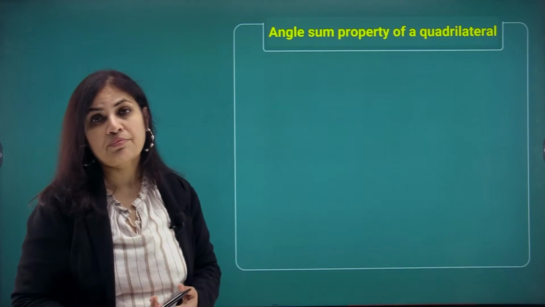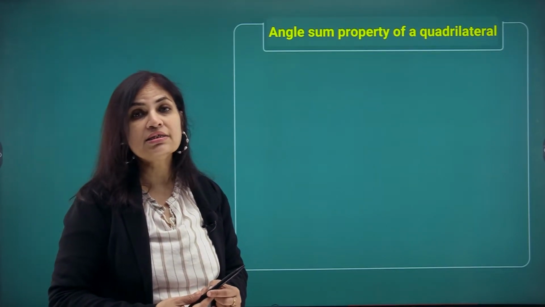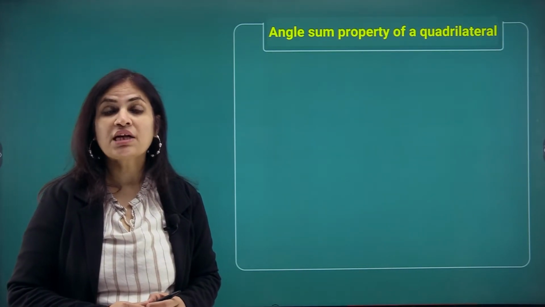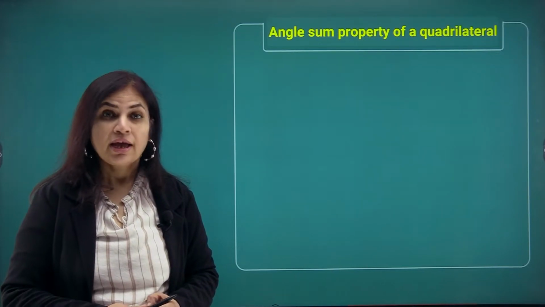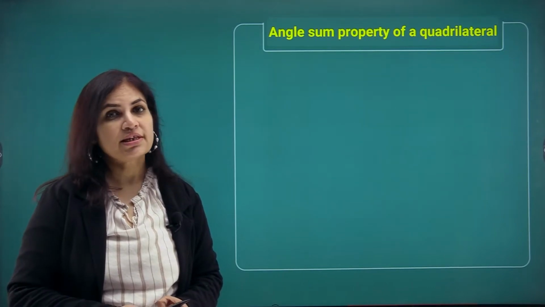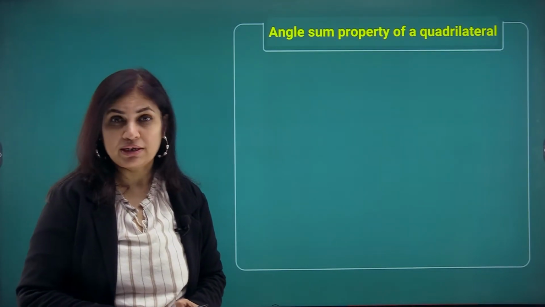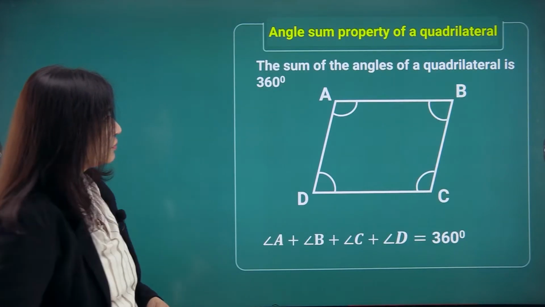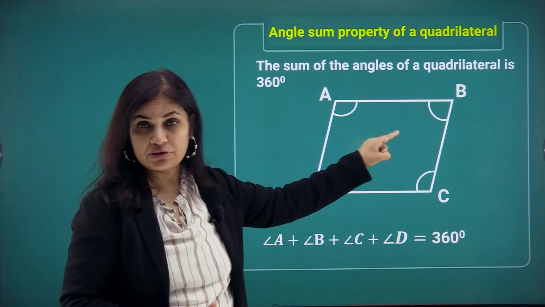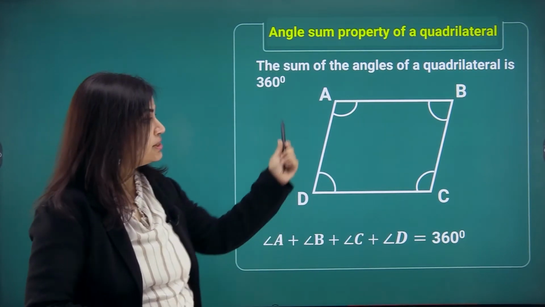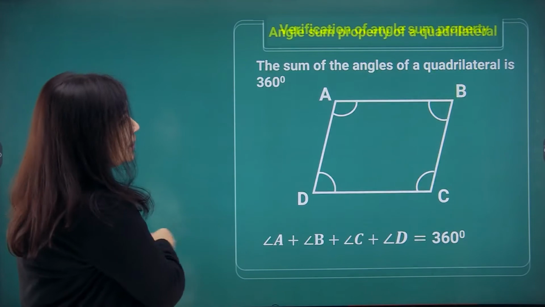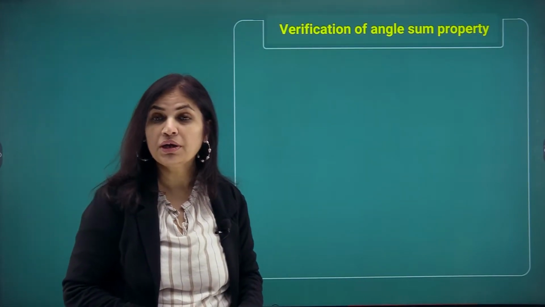Before we move to types of quadrilaterals, let us study the angle sum property of a quadrilateral. The angle sum property of a quadrilateral tells us about the sum of interior angles of a quadrilateral, and we can verify it using the angle sum property of a triangle, which states that the sum of interior angles of a triangle is 180 degrees. The sum of the interior angles of a quadrilateral is equal to 360 degrees, which means angle A plus angle B plus angle C plus angle D is 360 degrees. Let us see how we verify or prove it.